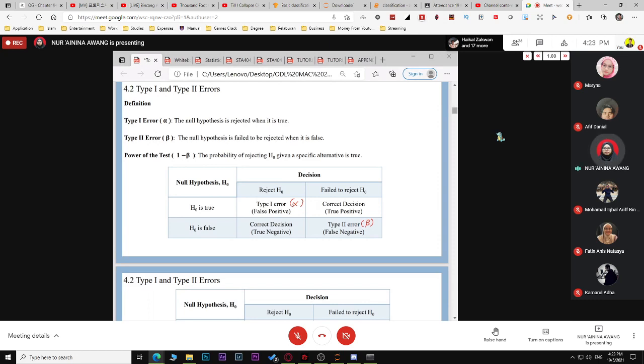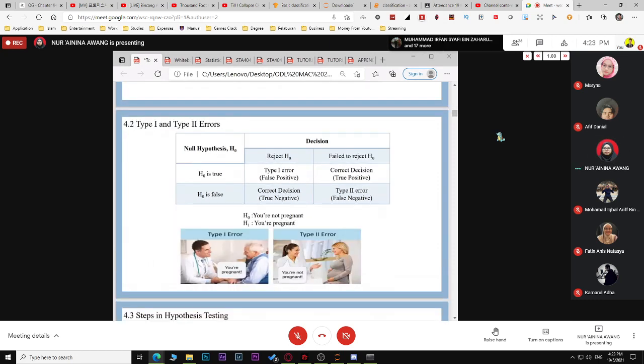Okay, to make it clearer, I have an example. For example, the statement for your H null is you are not pregnant. Here I focus on type 1 error. So if you look at the statement, for H null we said that you are not pregnant, and our alternative hypothesis is the opposite. So we say you are pregnant, but in this case, we know that the man is not pregnant. So we know that our H null is true.